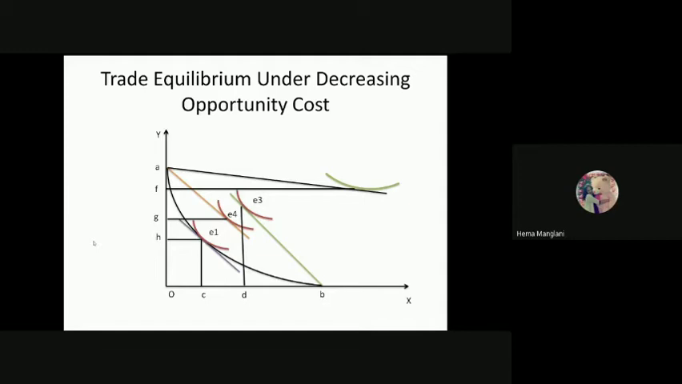Because it has, yes, anyone? Because it has more advantage to produce X commodity. That is okay. But how is this E3 point a rightward shift from the E4 point, or how is it revealing more welfare than this E4? Ma'am, because E3 is the terms of trade line. Yeah, all are the terms of trade line.